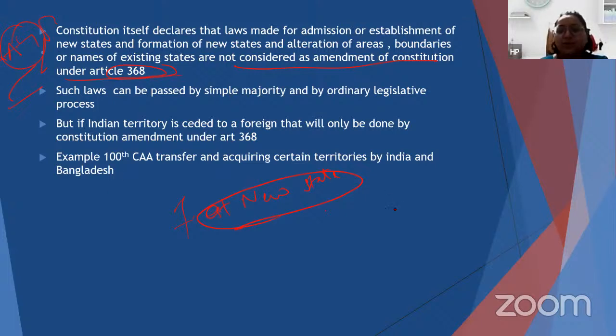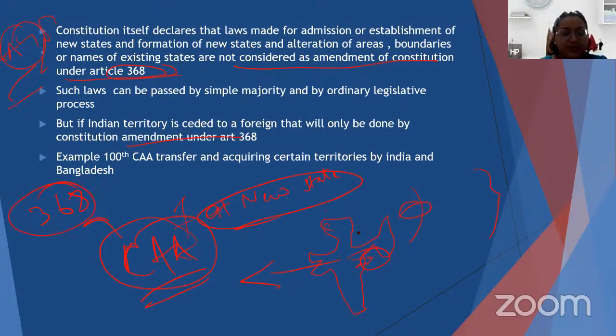But for example, there is a certain boundary area of India given to Bangladesh. This is our India, and here lies Bangladesh. So if a certain area of India is given to Bangladesh and a certain area of Bangladesh is taken and given to India, then what happens? It will always be done by what? By a Constitution Amendment Act under Article 368.